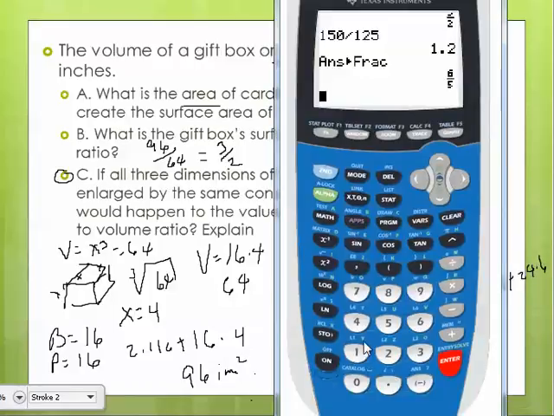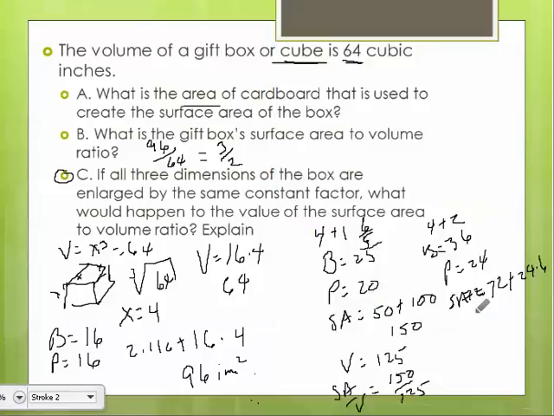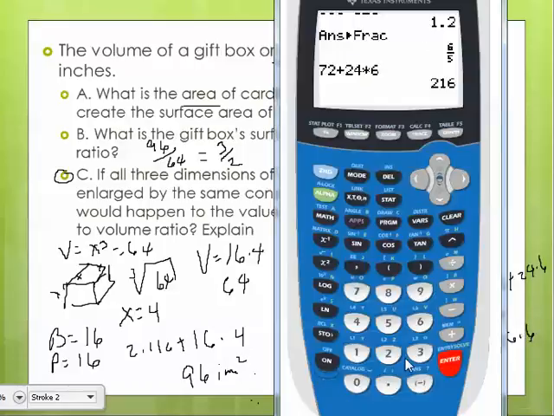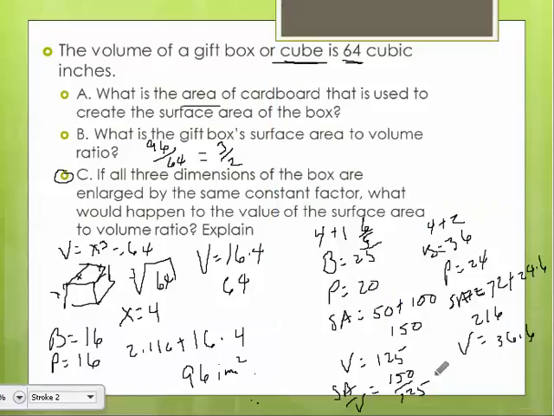I can't do that in my head. 72 plus 24 times 6. And I get 216. My volume becomes 36 times 6. 36 times 6 is 216. And so what do we wind up with? My surface area to volume ratio is equal to, well, that's 1. 216 divided by 216.